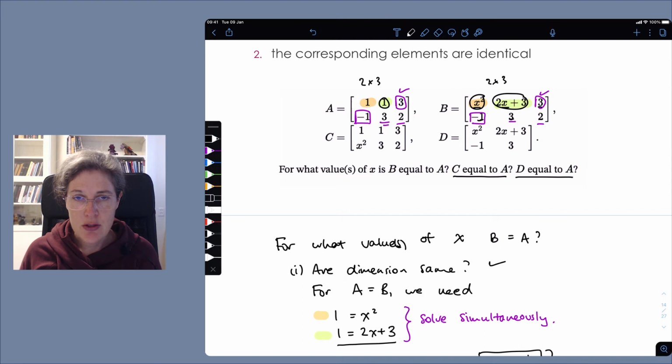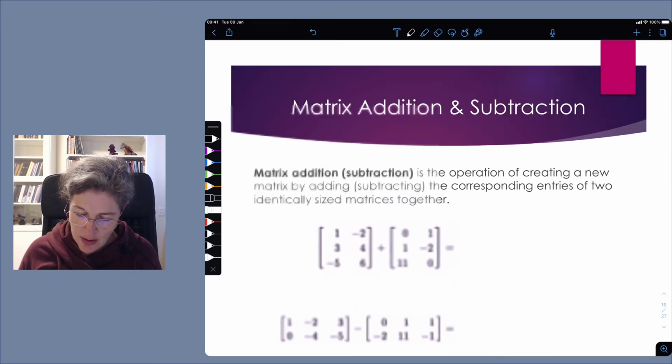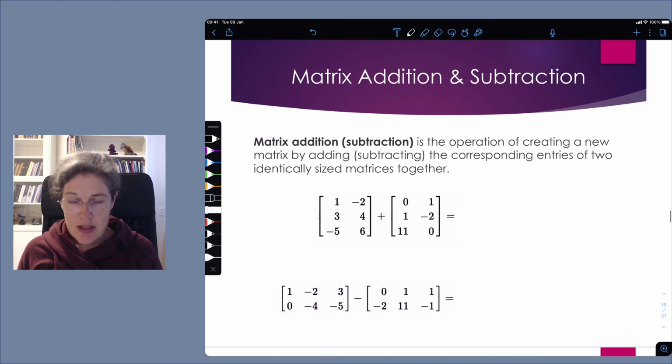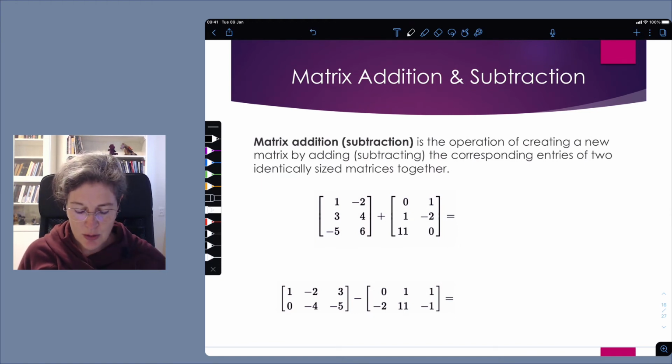Okay, so now we have this notion of matrix equality, so we can start thinking about how we add matrices together, things like that. So matrix addition and subtraction act exactly like you would hope that they would. So I'm talking about addition first. Things that have to be true: we can only add two matrices that have the same size, because we're going to be adding corresponding entries. And if you don't have a corresponding entry, you can't add it, so it doesn't work.